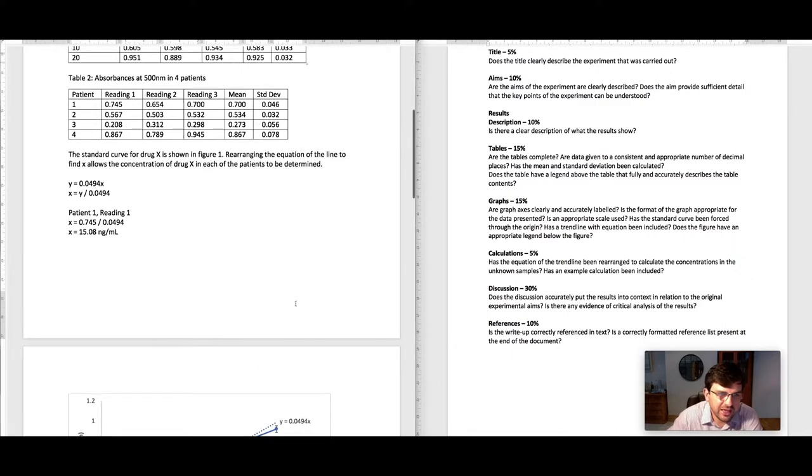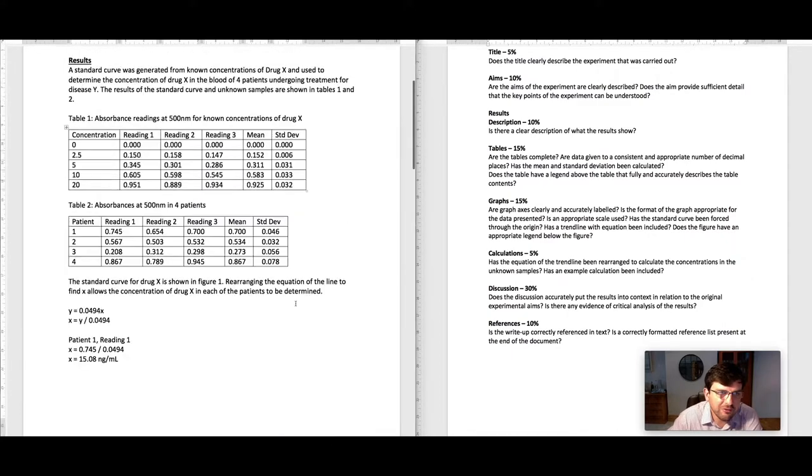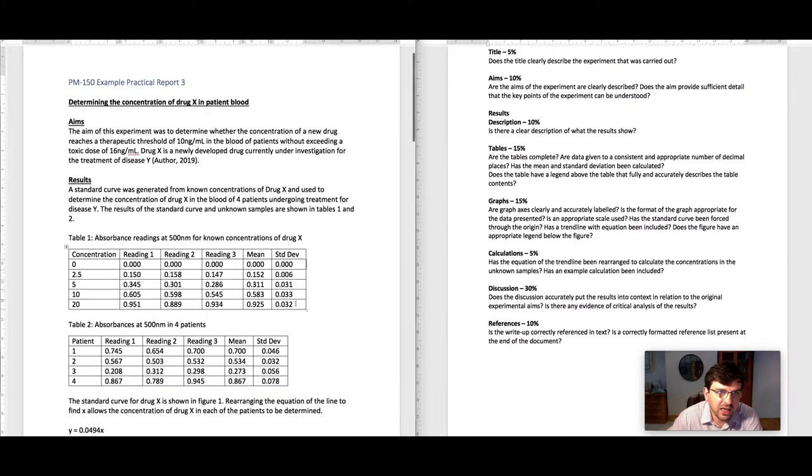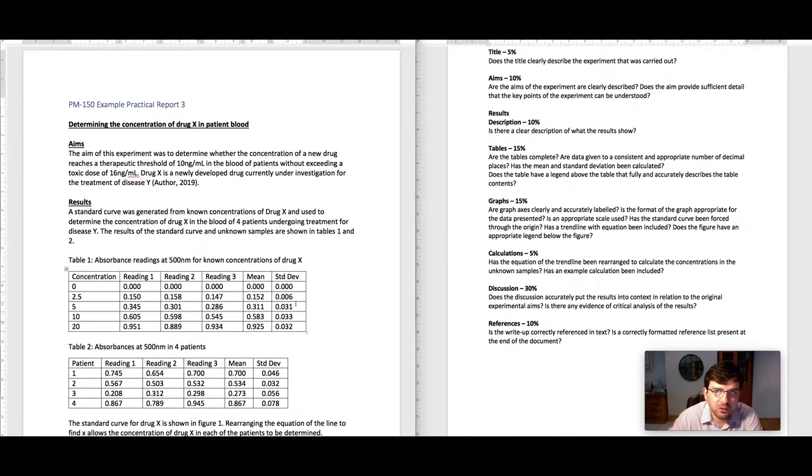The student's taken that extra effort just to make sure that everything has been covered. And this report would achieve a high first. So we'd be probably looking somewhere around about 75 to 80% mark for this.